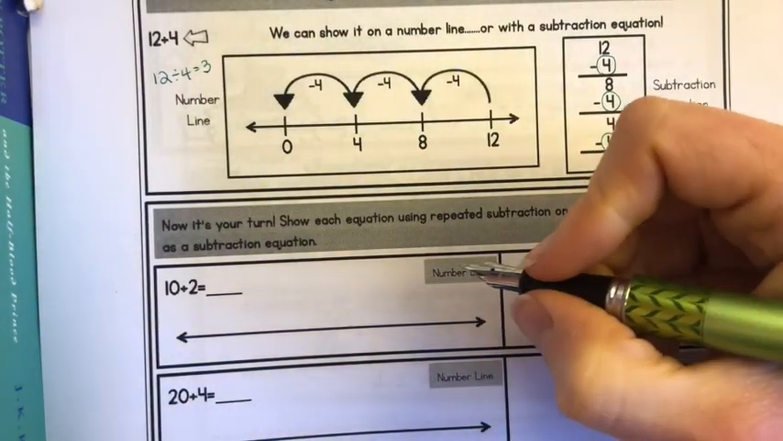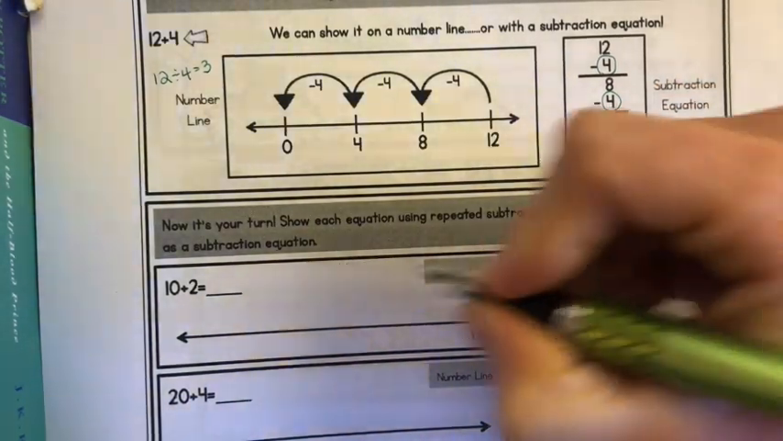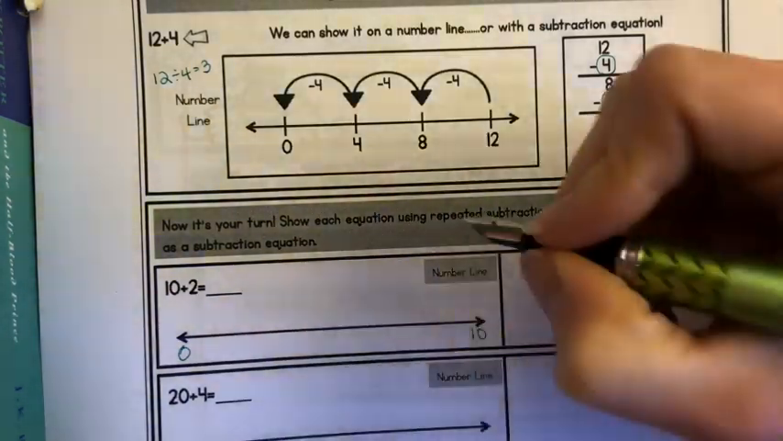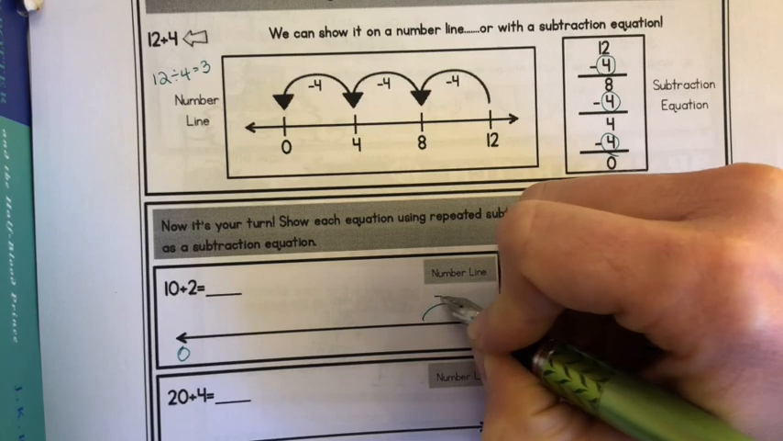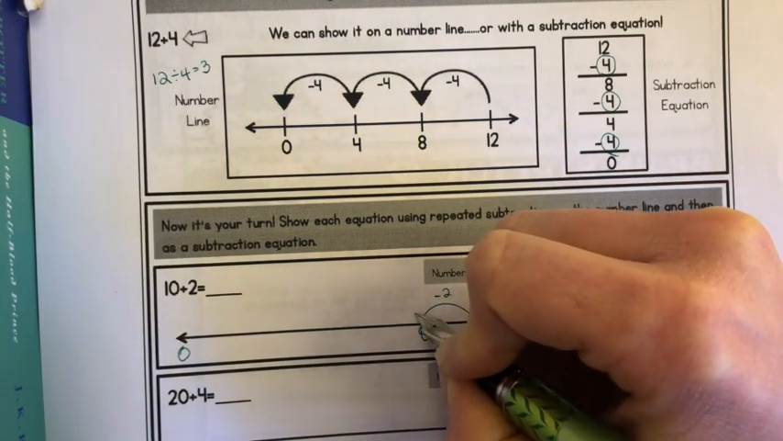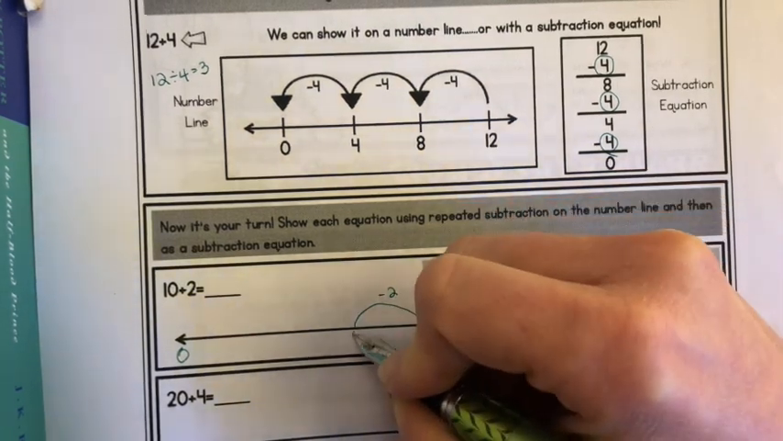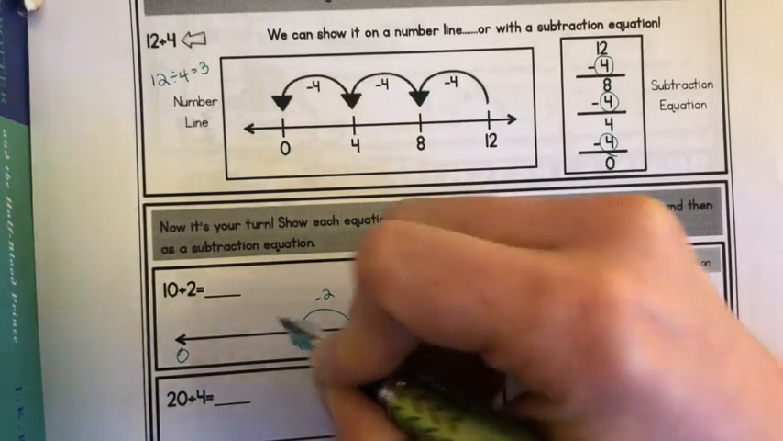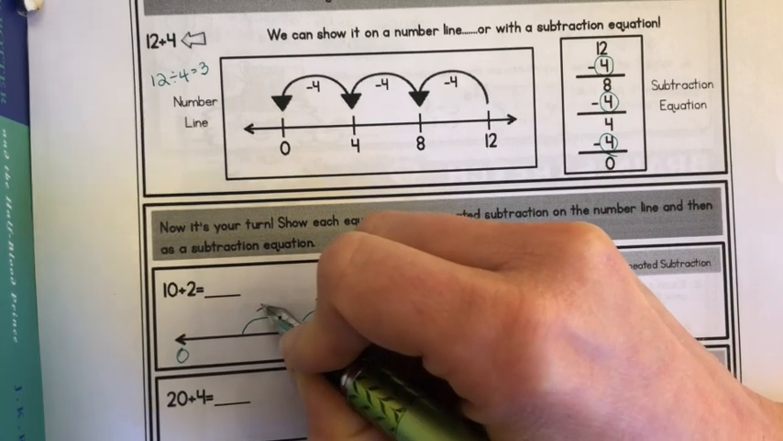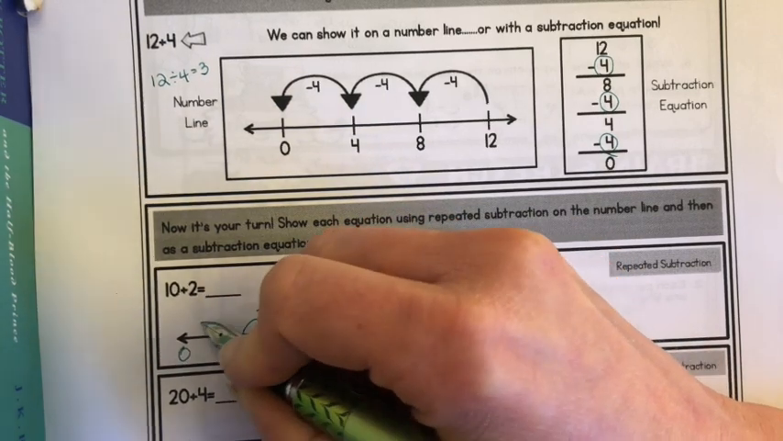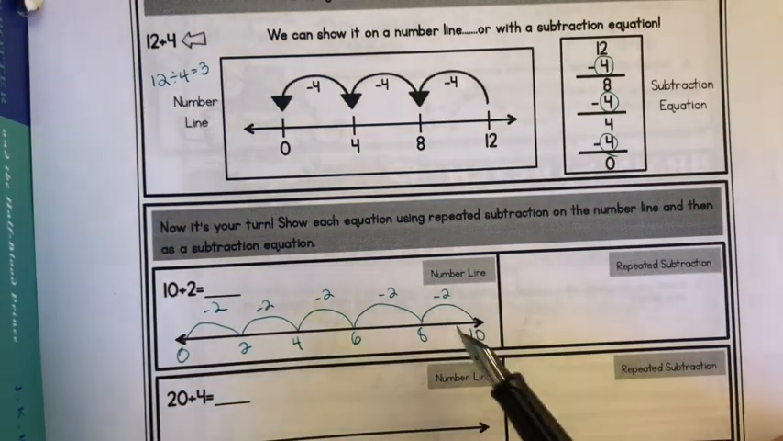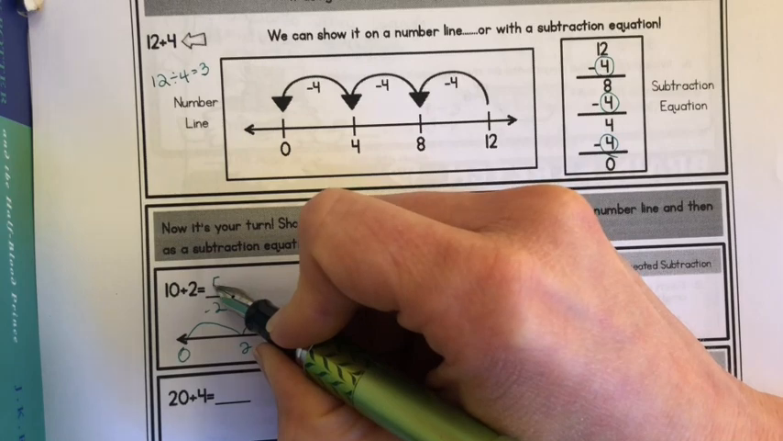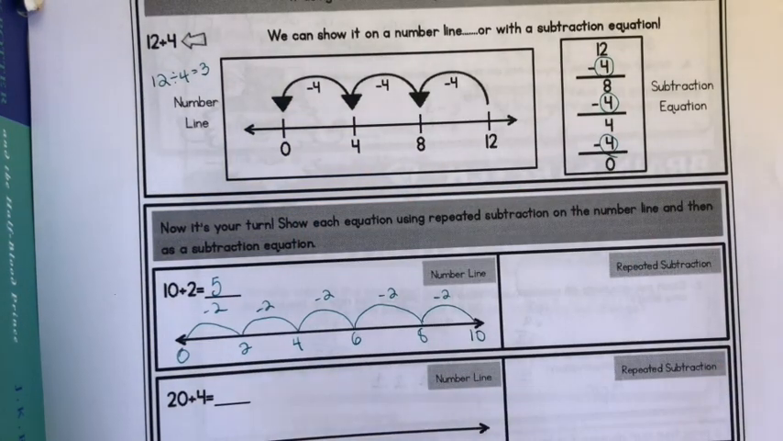So 10 divided by 2, I've got 10, and I'm trying to get to 0, and I'm dividing by 2, so I'm just going to subtract groups of 2. So 10 subtract 2 is 8, subtract 2 is 6, subtract 2 is 4, subtract 2 is 2, and then subtract 2 more gets me to 0. And I had 1, 2, 3, 4, 5 groups of 2. I subtracted 5 groups of 2 to get to 0.